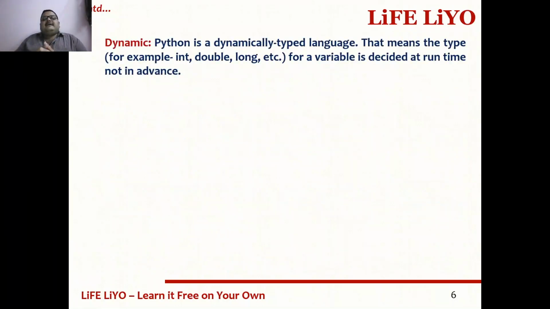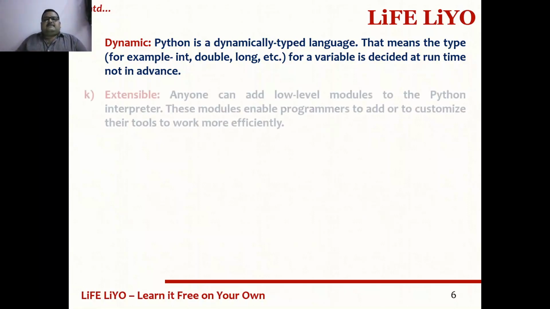Dynamic. Python is a dynamically typed language. For example, in a C program, if I want to store 10 in X, then I have to declare X with the data type integer, int X. Then I can store 10 in X. But in Python, there is no need to write any types because it is a dynamically typed language. That means the variable type is decided automatically at runtime, not in advance.